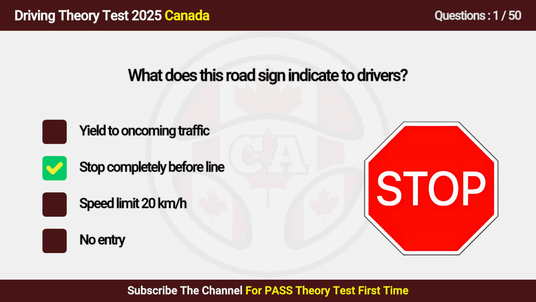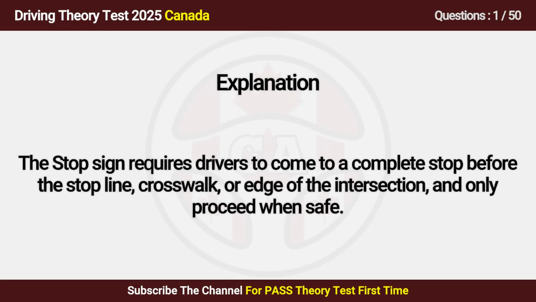Answer is B. Stop completely before line. The stop sign requires drivers to come to a complete stop before the stop line, crosswalk, or edge of the intersection, and only proceed when safe.